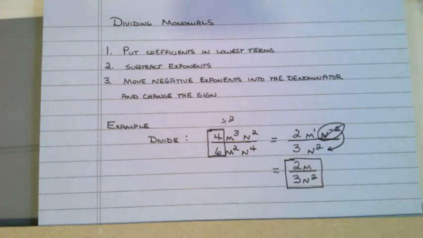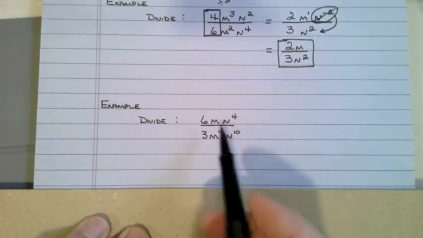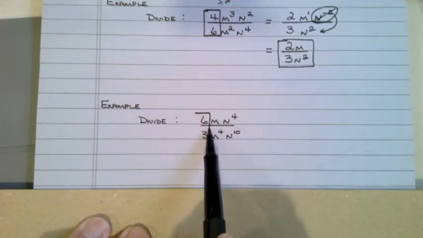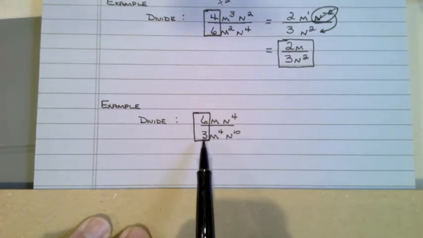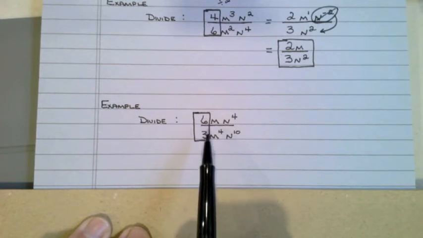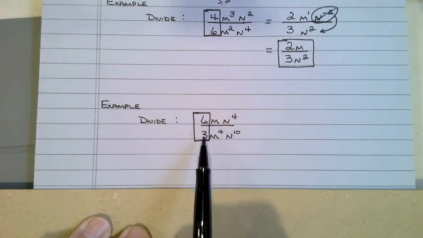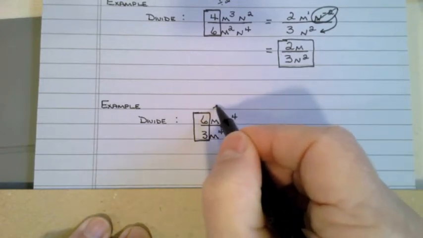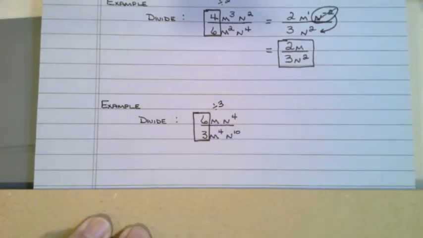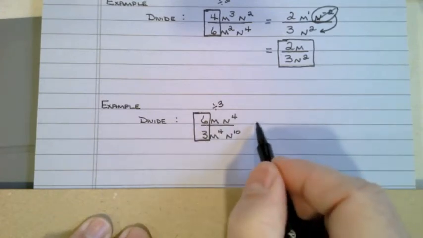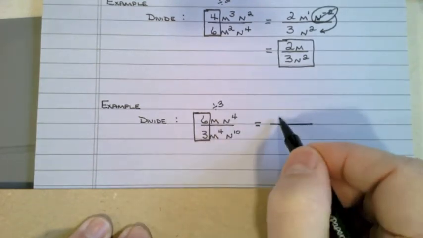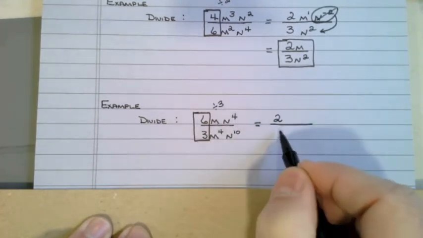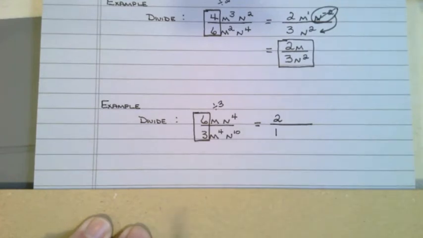Let's try another example. First thing, I look at my coefficients. I reduce this like a fraction. I find a number that will go into 6 and 3, and I divide both of those by that number. 3 will go into both of those, so I'm going to divide both of those by 3. 6 divided by 3 is 2. 3 divided by 3 is 1. I've got my coefficients simplified.